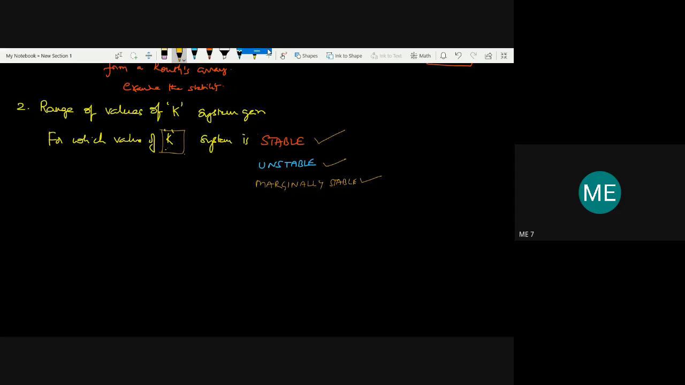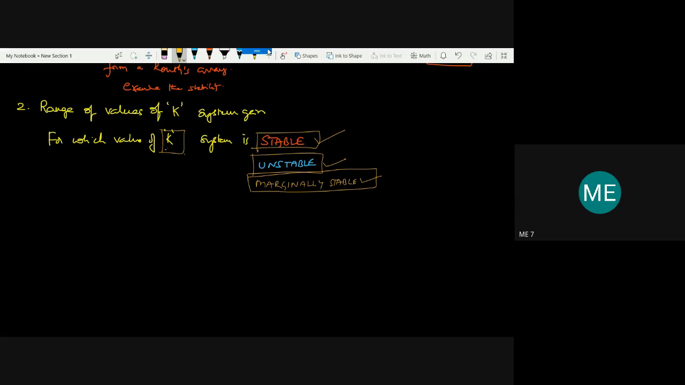So for stability, if it is an unstable system, we find for which value of k it is unstable, then design a control system such that k is less than that value. Likewise, we need to find the range of k values for which the system is going to be stable, for which it is going to be unstable, and for which value of k it is going to be marginally stable. So these are the three things which we are going to find out using the Routh array. We'll discuss them one by one.